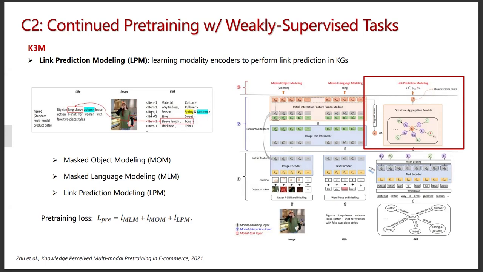Here, there is a special design to perform the multimodal representation learning. There are three tasks here: mask object modeling and mask language modeling. These two tasks are common in other papers. However, they have a third module, link prediction modeling. So if we can build a representation vector that can help with the link prediction, the representation will be better. So their pretraining loss is a summation of three individual ones here.